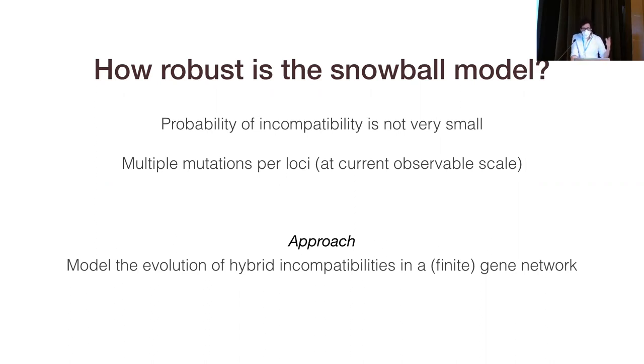And so because we're interested in building that type of model, we're gonna take a gene network approach. We're gonna build a simulation. We have a little bit of analytical results that we're not gonna show you today, but essentially we're gonna allow hybrid incompatibilities to evolve in a finite gene network.